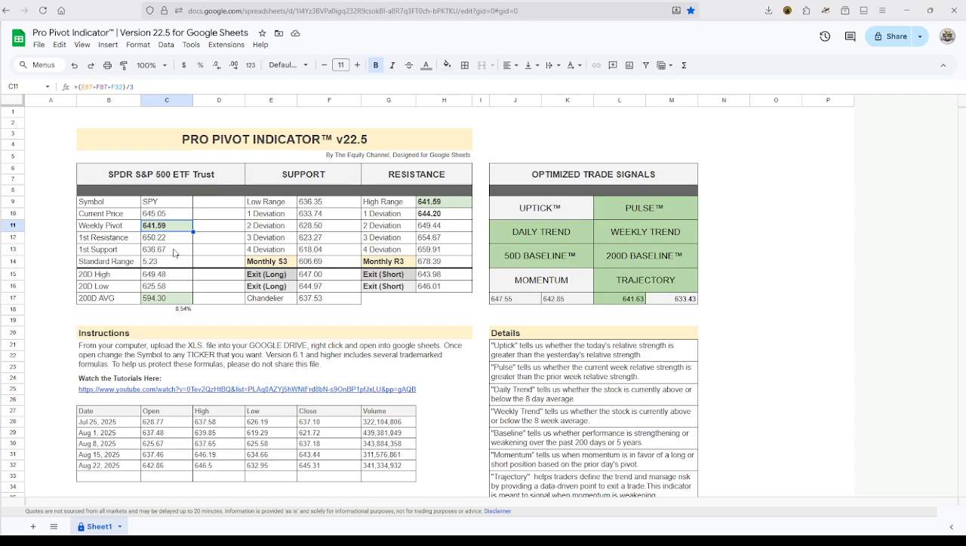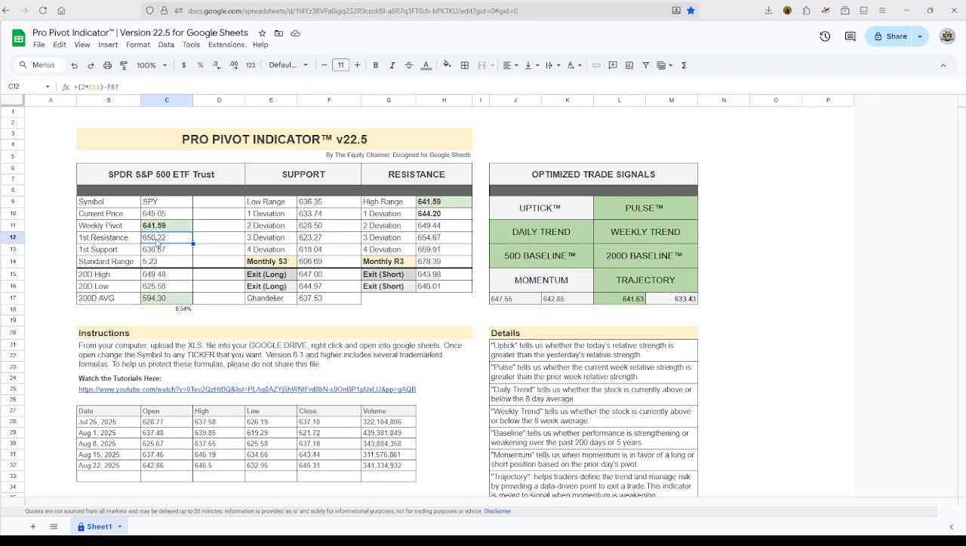From a weekly perspective, this is like saying if I have a bullish bias coming into the week, then my first point of resistance will be 650.22. This can also be used as my first target. If I happen to open at the weekly pivot, find support there, and start to push higher, I can then use this as my first target.